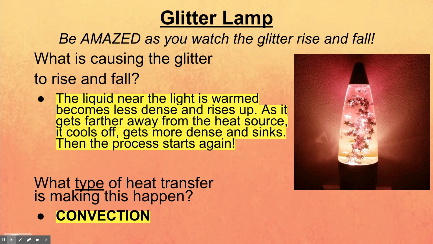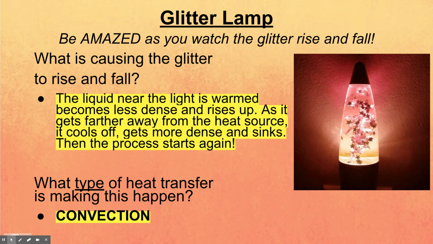The liquid gets heated up near the light source. It moves faster, farther apart, becomes less dense, and rises, and it takes the stars with it. So this is convection. And then at the top, the molecules cool down, they move closer together, become more dense, and they sink. So that's convection.